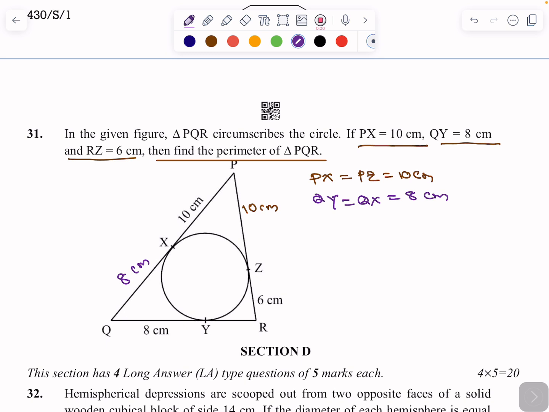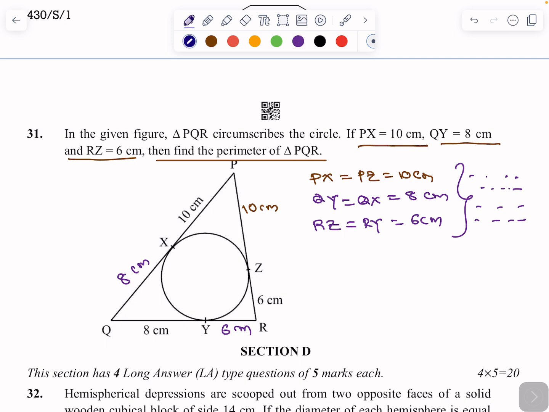And similarly we have RZ. You see the tangents drawn from the external point R, Z and Y, and these both have the same lengths. So if your RZ value is 6, then RY is also 6. You write this 6 centimeter. RZ is equal to RY, which is equal to 6 centimeter, and these are the lengths of the tangents drawn from an external point to a circle, which are equal. You have to write here: the lengths of tangents drawn from an external point to a circle are equal.